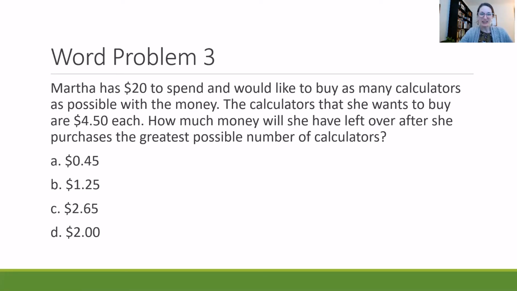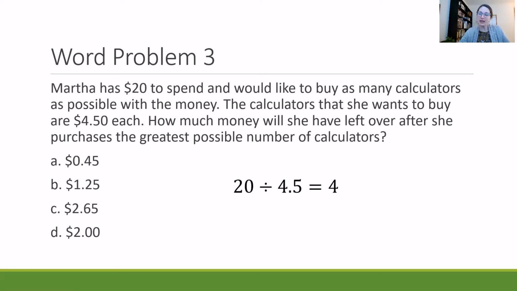For word problem 3, it says Martha has $20 to spend and would like to buy as many calculators as possible with the money. The calculators that she wants to buy are $4.50 each. How much money will she have left over after she purchases the greatest possible number of calculators? So to figure this out, we need to look at our numbers. We know she has $20 and she wants to buy calculators that are $4.50. How many can she buy?